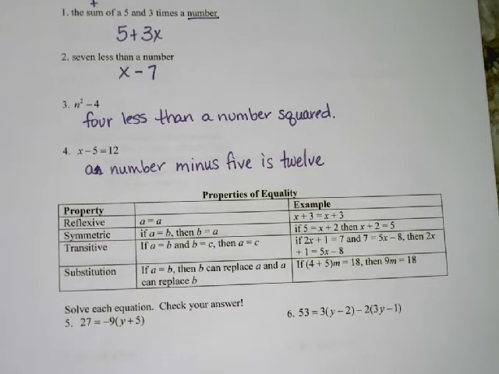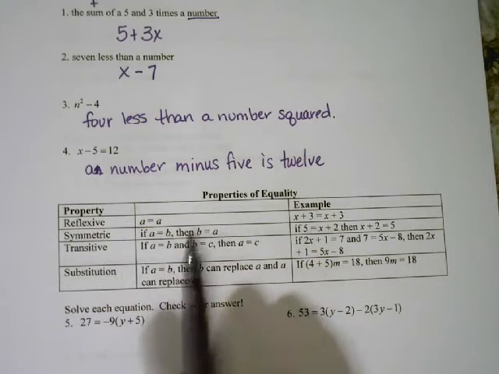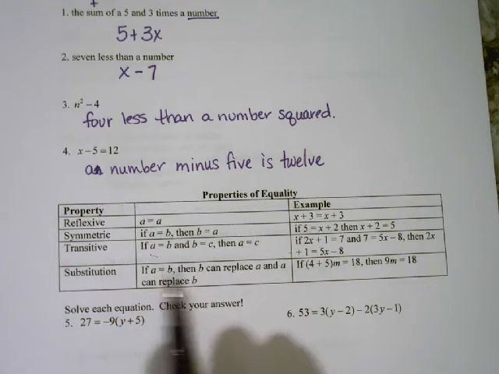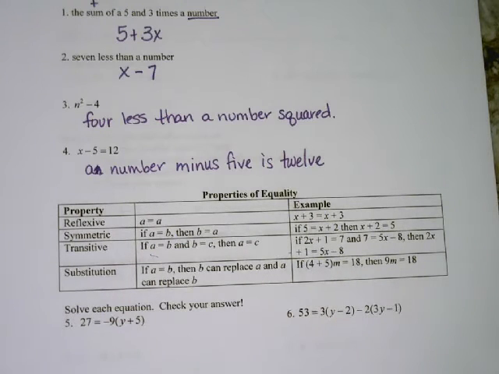In the last section, we had properties of real numbers. Now we have properties of equality. With these ones, you see a lot of if-thens in them. So as you're identifying properties, you see a lot more if this, then this, okay? You see that a lot more.